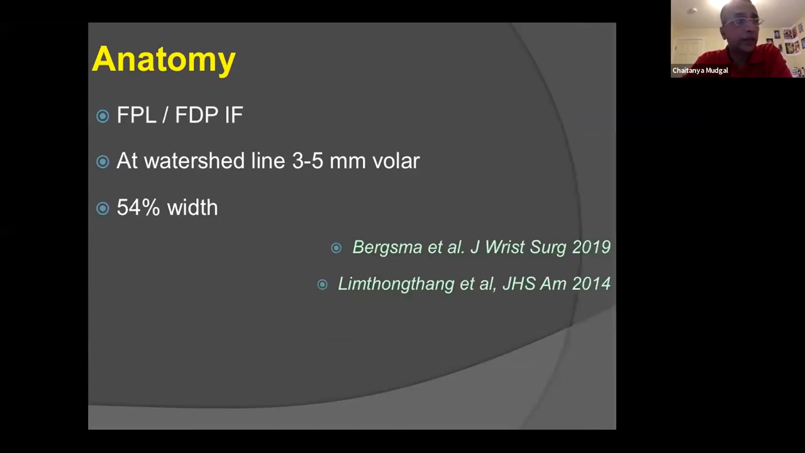How about the flexor side? On the flexor side, you have the FPL and the FDP most commonly rupturing. And again, the same colleagues, Bergsma and colleagues, they looked at this and they found that at the watershed line, these tendons are about 3 to 5 millimeters volar.